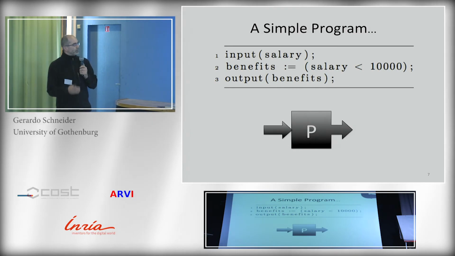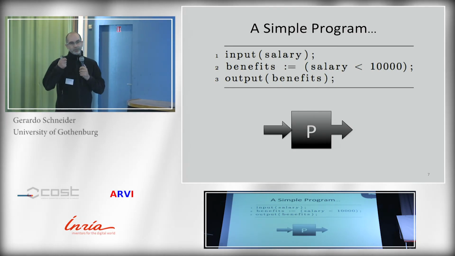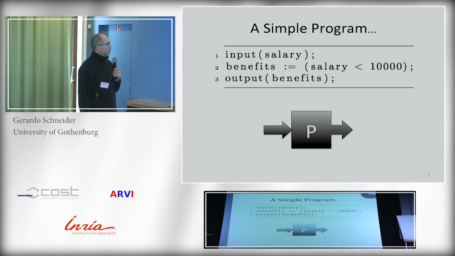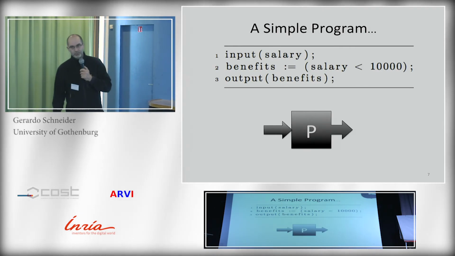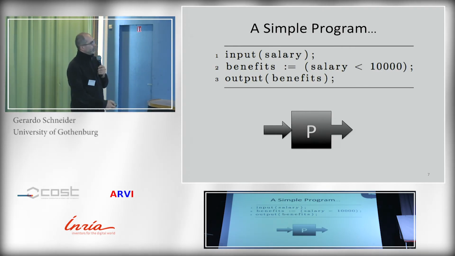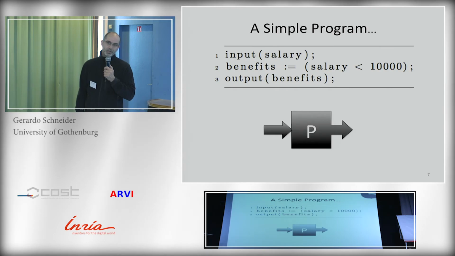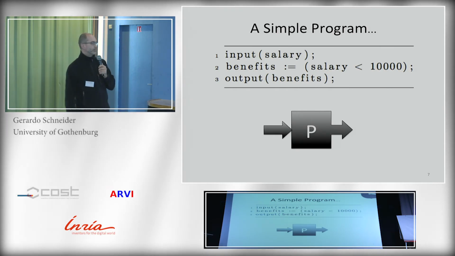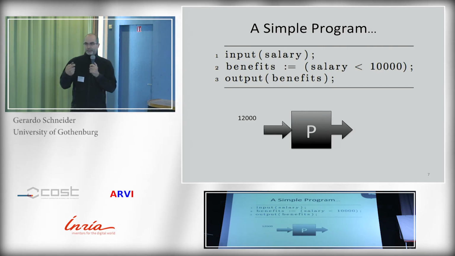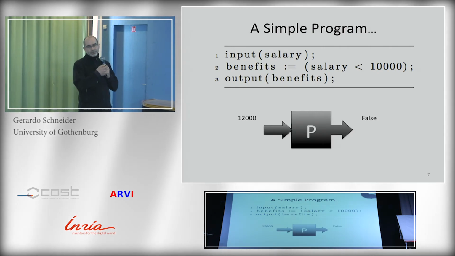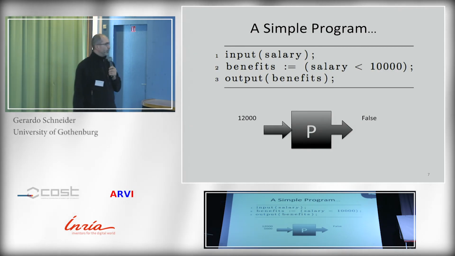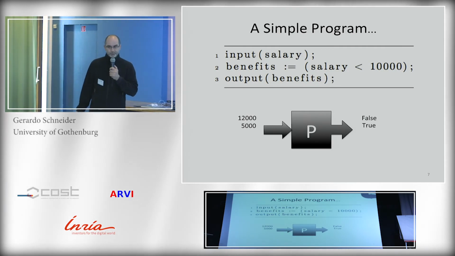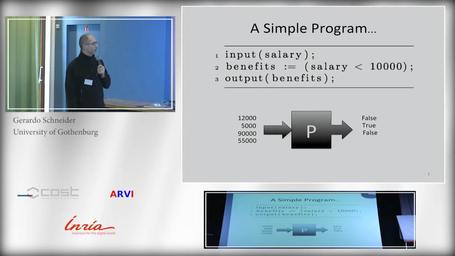Let's assume that your program P just receives as input a salary and computes whether the person providing the salary has access to certain benefits or not. And it's a very simple check. If the salary is less than 10,000, then he or she has the right to the benefit, otherwise doesn't. So the idea is that you will input the salary, will get false in this case because it's 12,000 and there is no right for benefit. If it is 5,000, will be true. If it is 90,000, it's false, and so on.